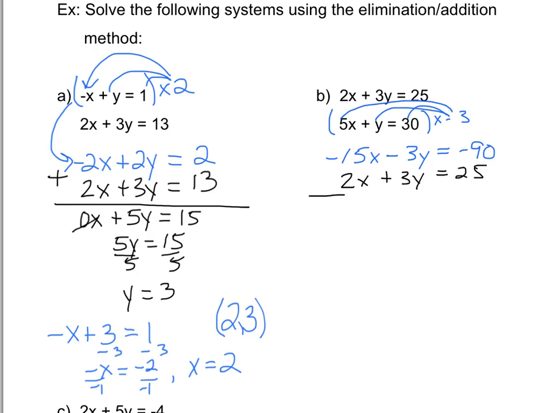So they're lined up properly, and now we add them. Negative 15x plus 2x gives us negative 13x. Negative 3y plus 3y, that's 0y, it's gone. I'm not going to rewrite it. And then negative 90 plus 25 gives me negative 65.